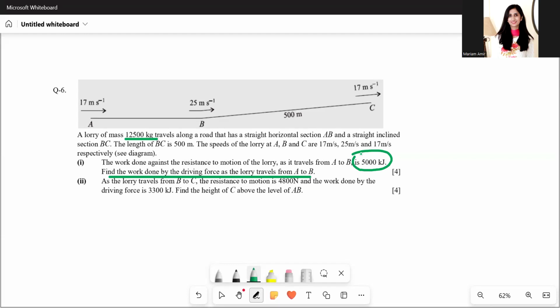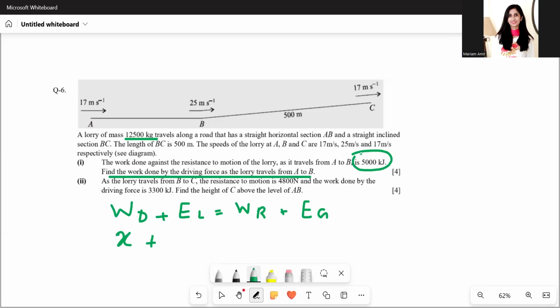Yes, exactly. We use the formula for conservation of energy. Look, what is asked is the work done by driving force. Work done by driving force plus loss in energy is equal to work done by resisting force plus gain in energy. Find the work done by the driving force. This is X plus loss in energy.